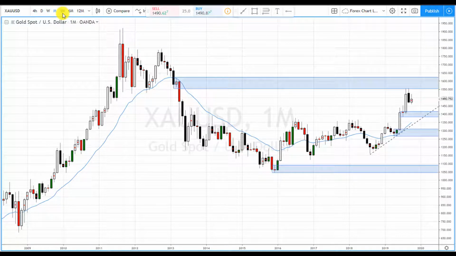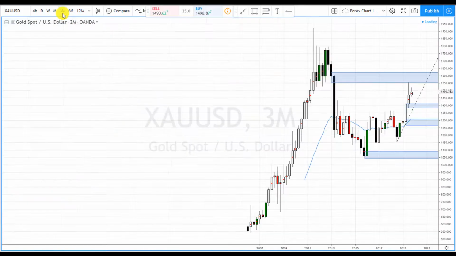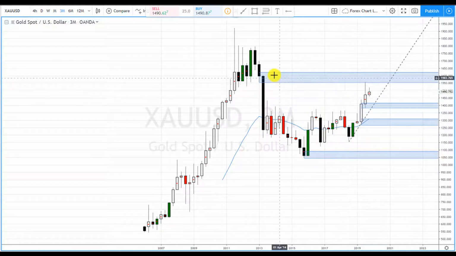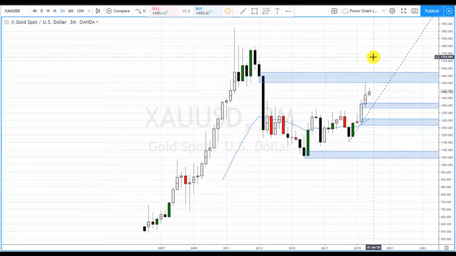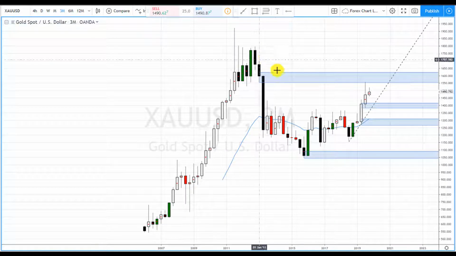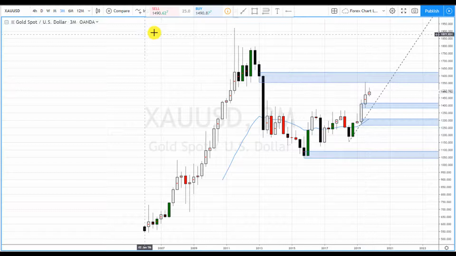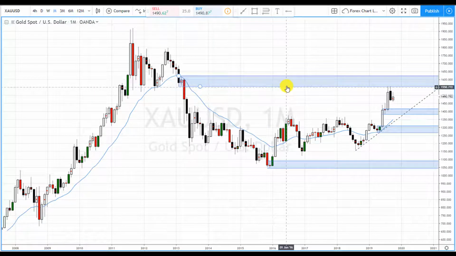Now let's take a look at the 3 months and see what's going on. On the 3 month, there's supply up ahead, so most likely gold is going to drop because higher time frames are telling us that supply zone selling pressure is way too high up here, so price is most likely going to drop. So does that mean that we're not going to see a recession because the price of gold is going to go lower?